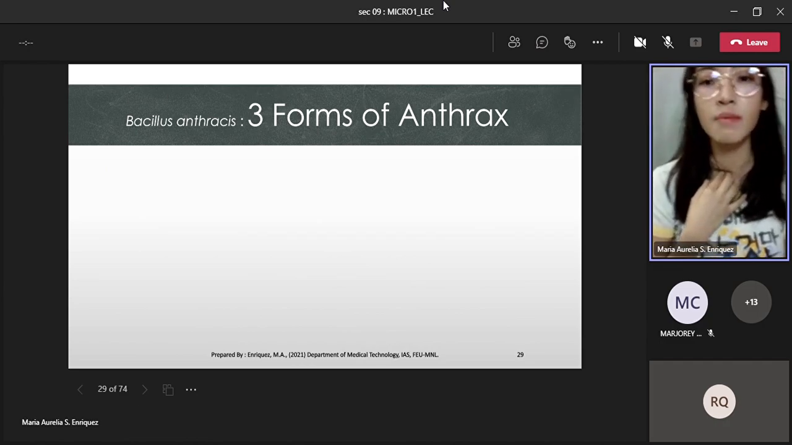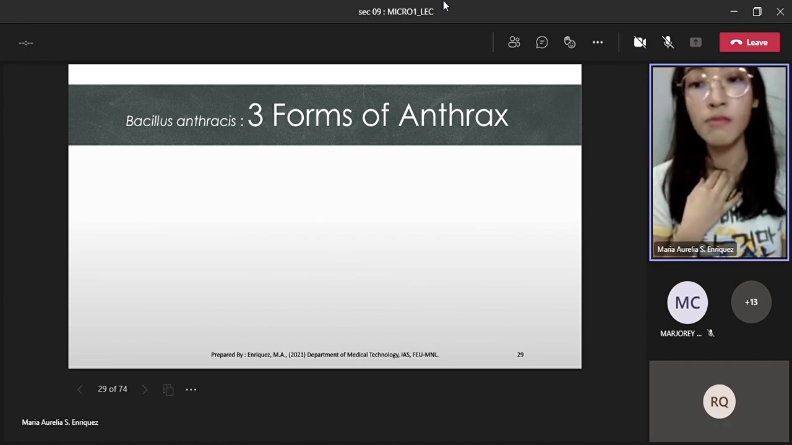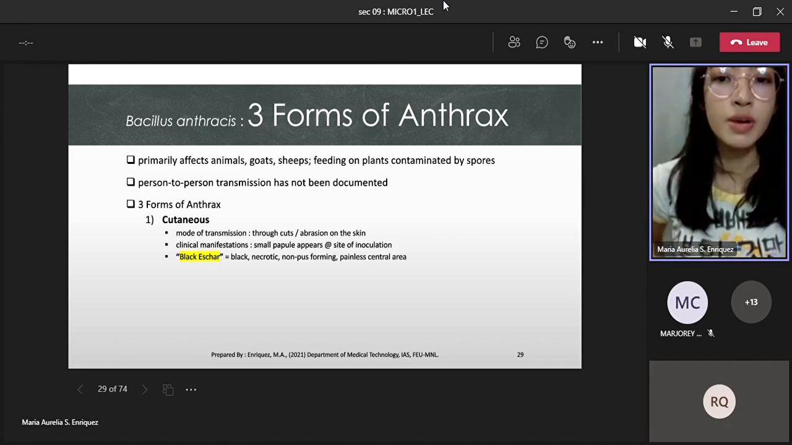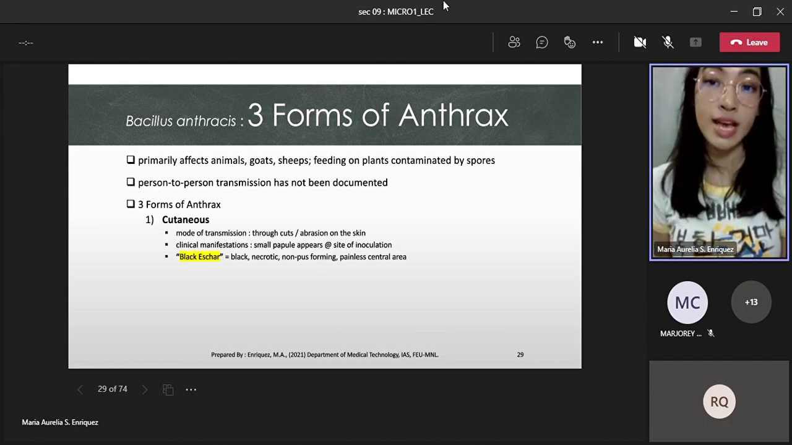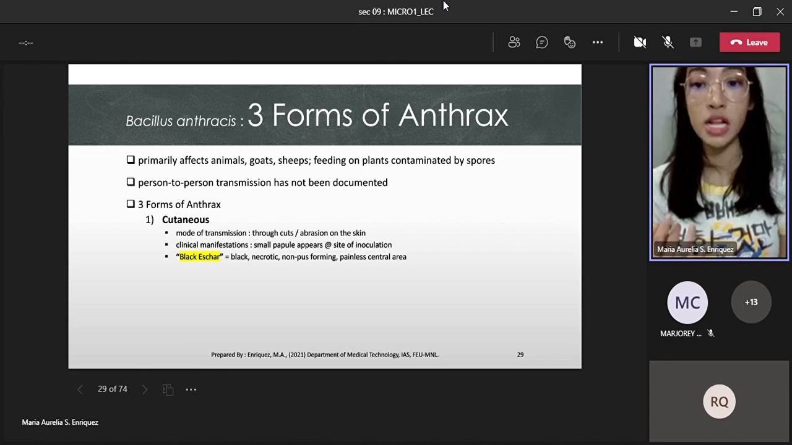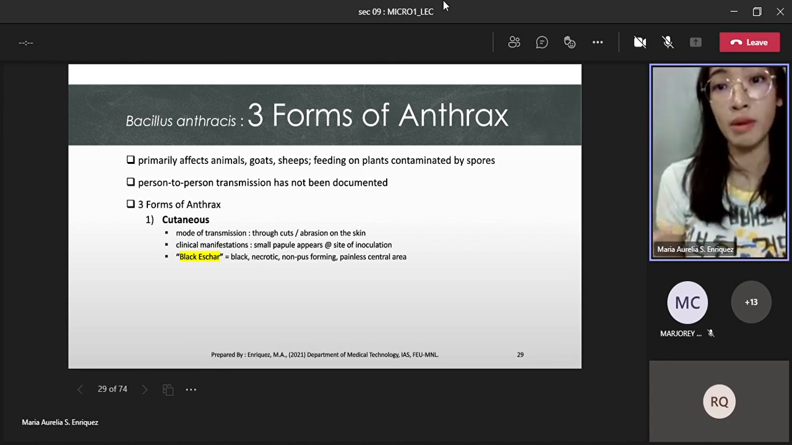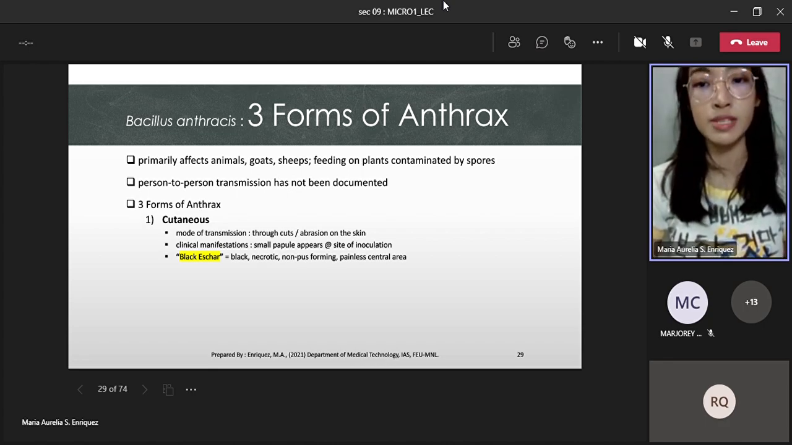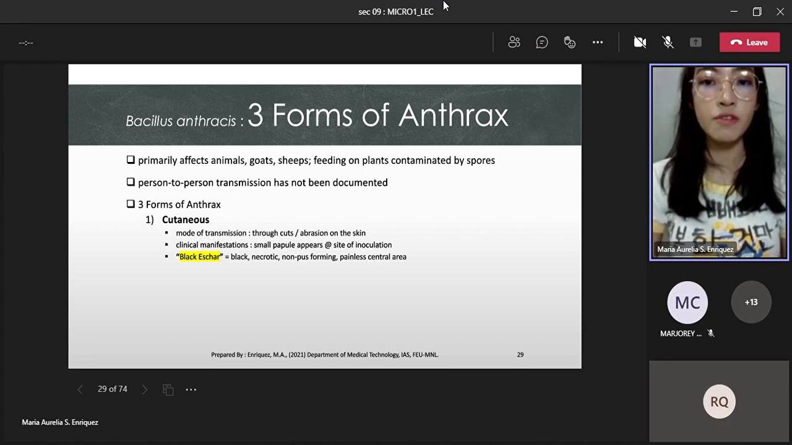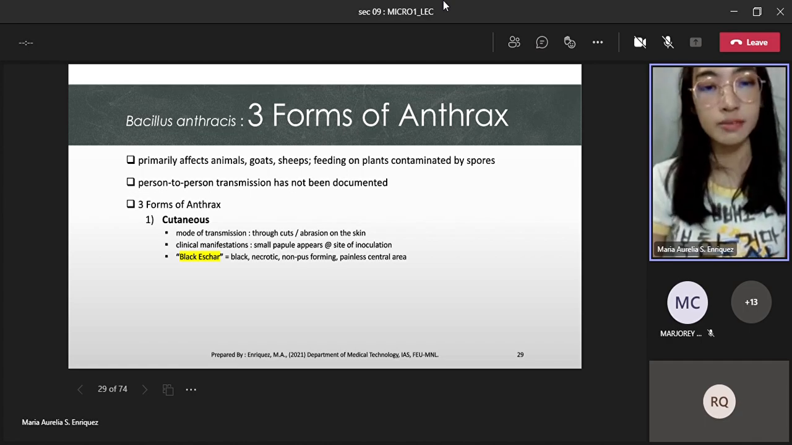Let's now talk about the three clinical forms of anthrax. Humans are infected primarily as a result of accidental or occupational exposure to animals or animal products that are contaminated with Bacillus anthracis. First up is cutaneous anthrax.